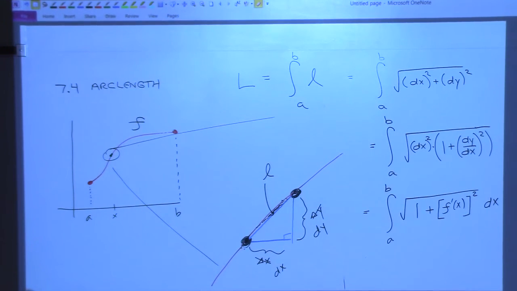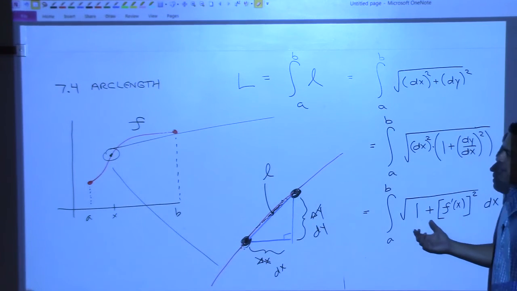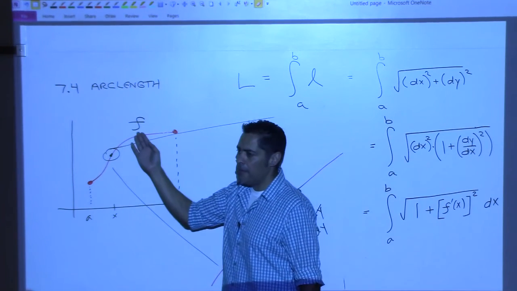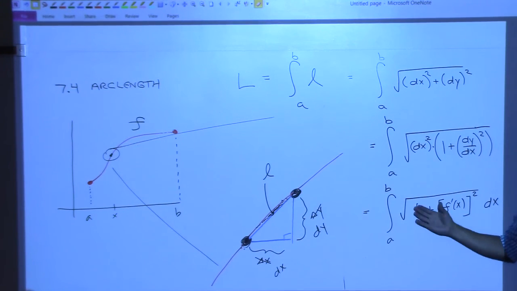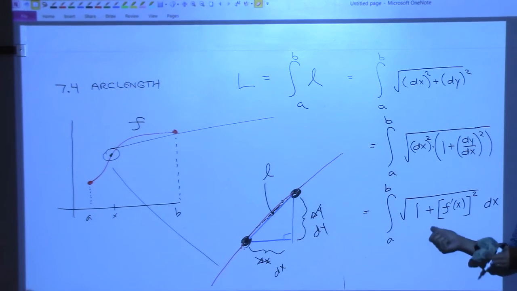So you're going to have a function in there, and you're going to find the derivative, and then find the antiderivative? Yep. It's weird, right? To find the length of some function f, I'm going to have to find the antiderivative of some algebraic expression that involves its own derivative. That's weird. It's weird.